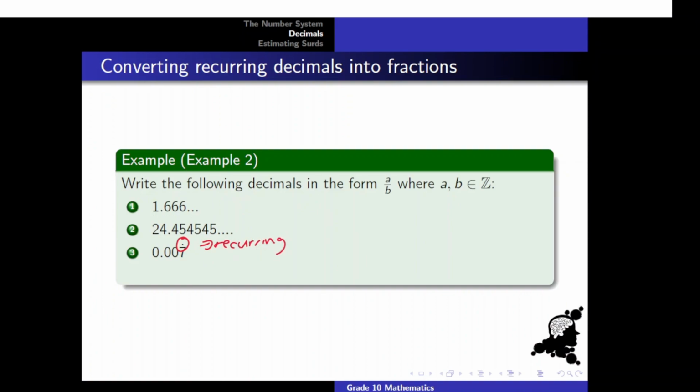So let's go back to our writing pad and let's have a look at this. So we've got 0,007 recurring. If I write this out in full, this is going to be 0,00777, etc. So here, x is going to be equal to 0,00777. We said the next step is we need to multiply by a power of 10.